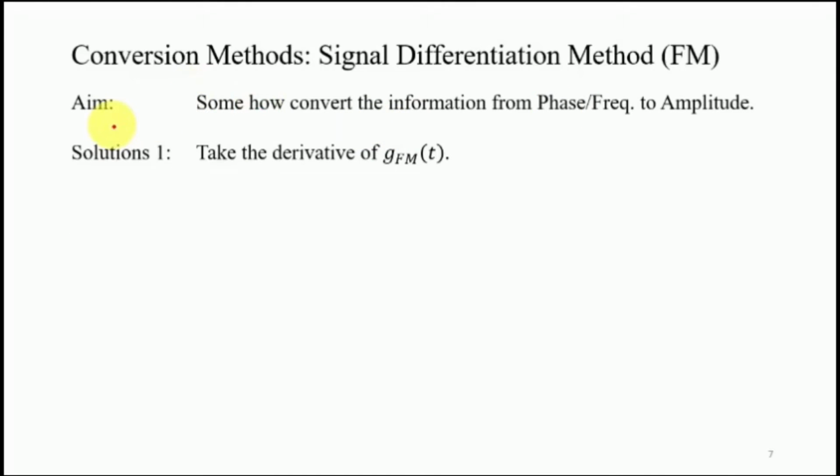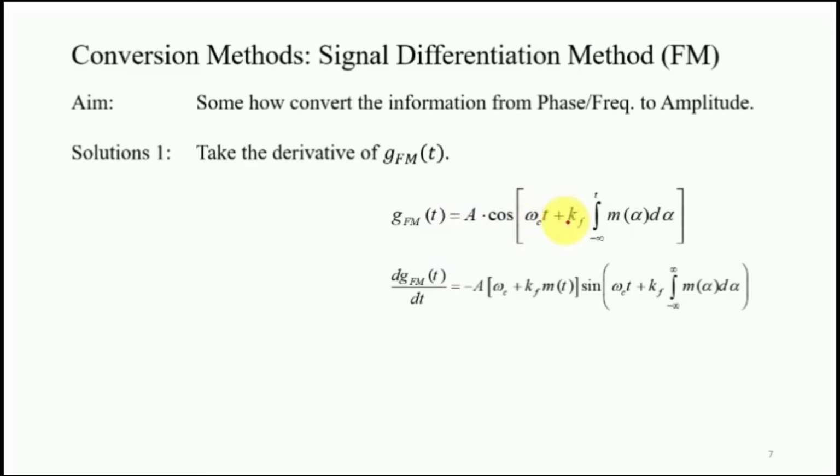This is our aim that I have just mentioned. So the solution for that is, if you take the derivative of the frequency modulated signal. By derivative we know that if you take the derivative of cos theta, you would have minus sine theta into the derivative of the angle, right? So from cos it would convert to sine, and you would have a minus here.